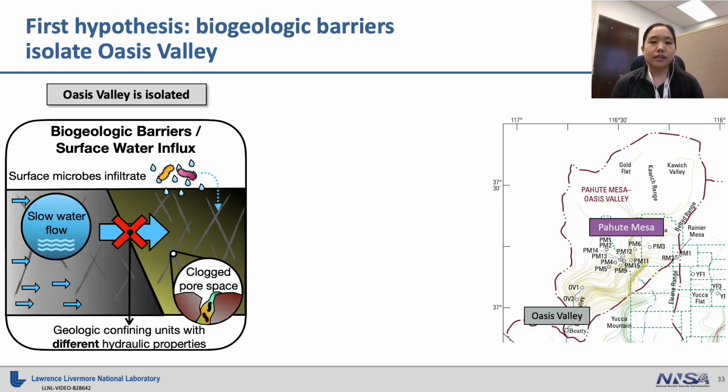So the first hypothesis of why Oasis Valley microbial communities are different is that Oasis Valley is kind of isolated and that there are biological barriers, or there actually may be some contamination from surface water microbes. And so there may be also slow water flow from Paiute Mesa to Oasis Valley, so the microbial communities are not really reflecting each other. And there might also be clogged pore spaces or just different geological confining units with different hydrologic properties preventing the dispersal of microbes through this groundwater basin. There may also be infiltration of surface microbes into the groundwater system, as we observed many aerobic and sediment and soil-related microbes in Oasis Valley.